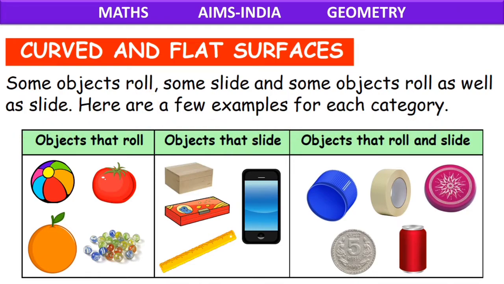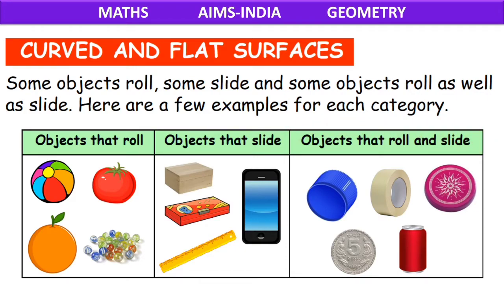Now we have looked at the names of the different solid shapes. Now let us look at what is a curved and what is a flat surface. Some objects roll, some objects slide, and some objects roll as well as slide. Here are a few examples for each category.